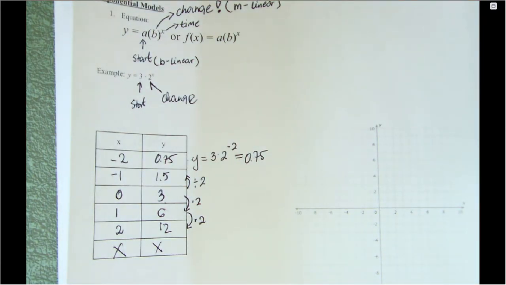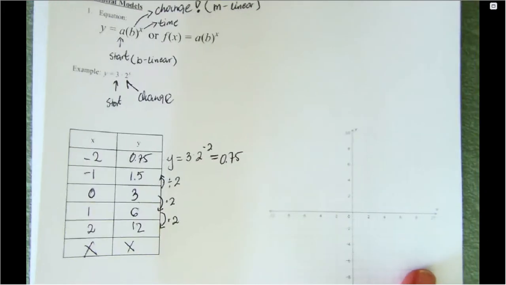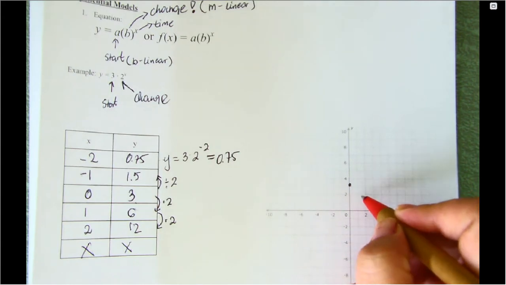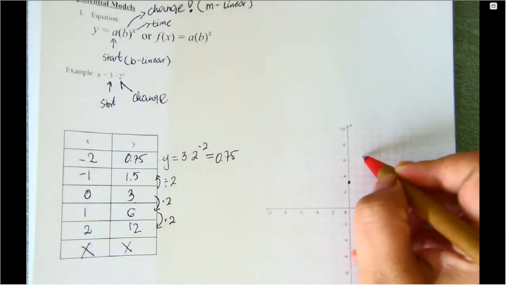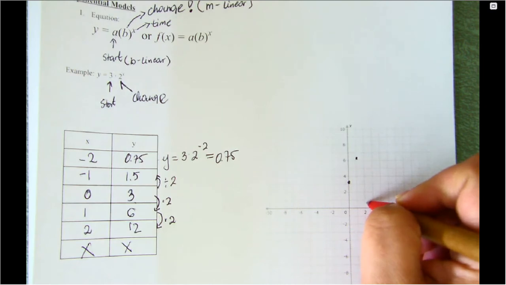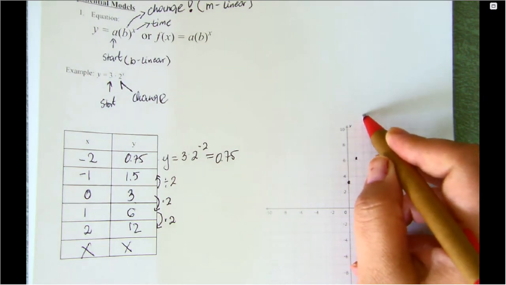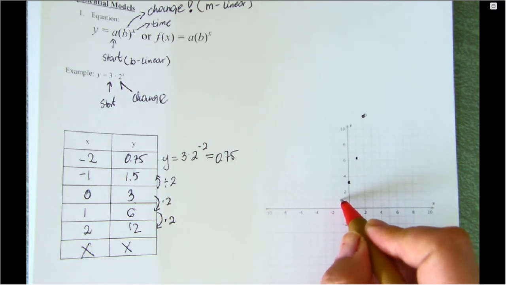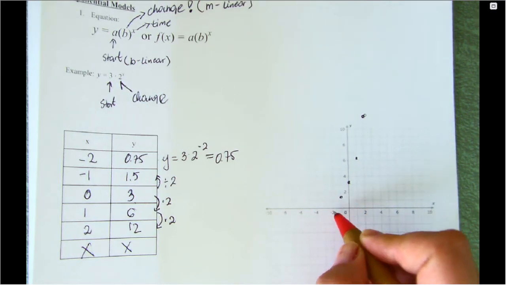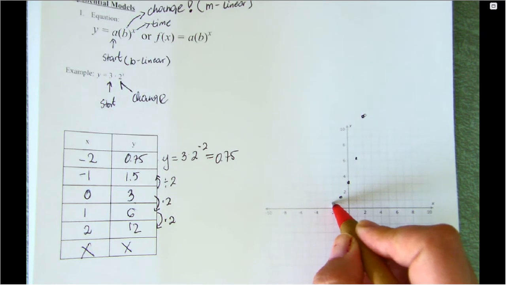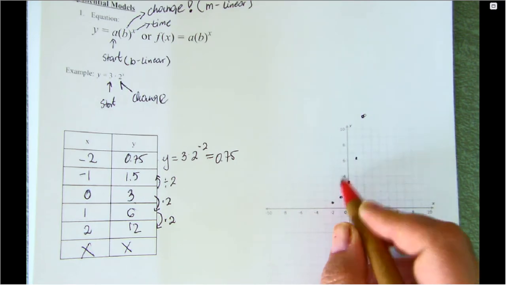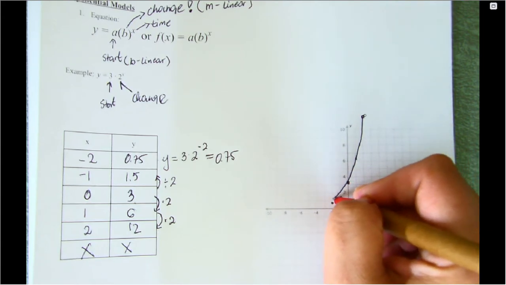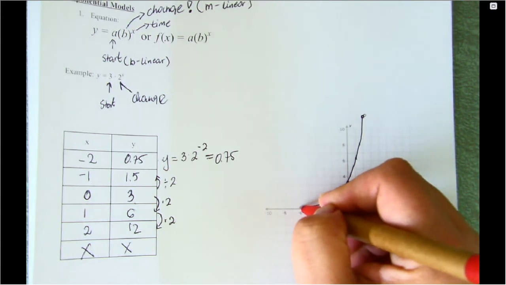Now, graphing it, well, I'm just plotting the points. For 0, I know it's 3. For 1 it is 6. For 2, it doesn't even show 12, but I know 12 is somewhere here, right? And then in the negative direction, for negative 1, it's going to be 1.5. And then negative 2 is 0.75. So it gets really, really close to 0. Now, your function will never cross it.